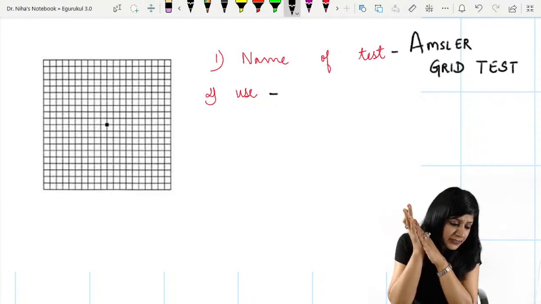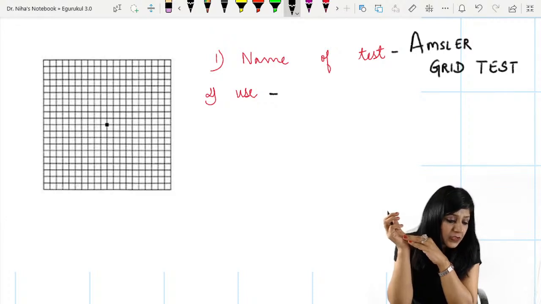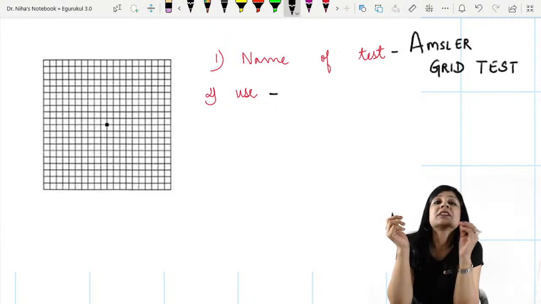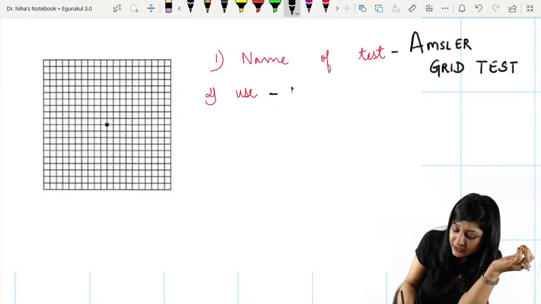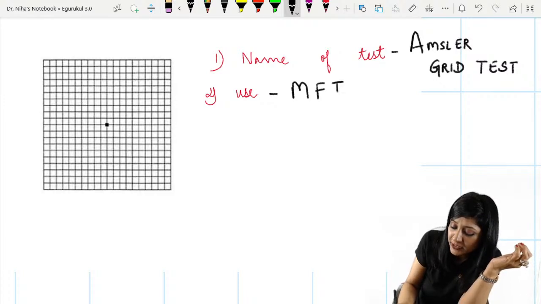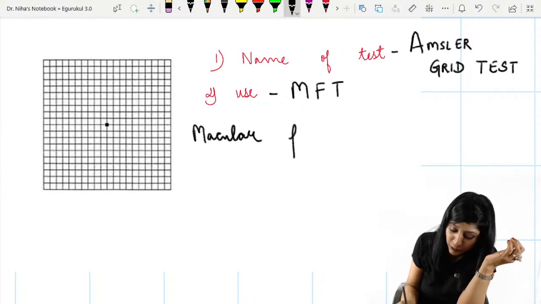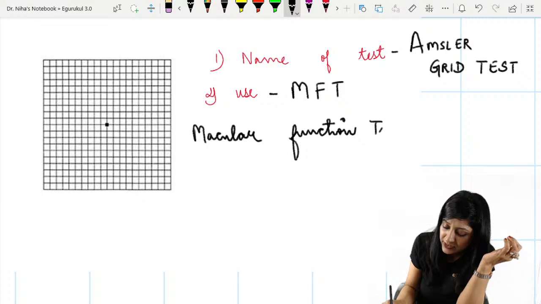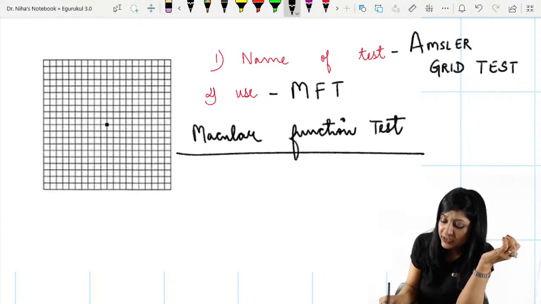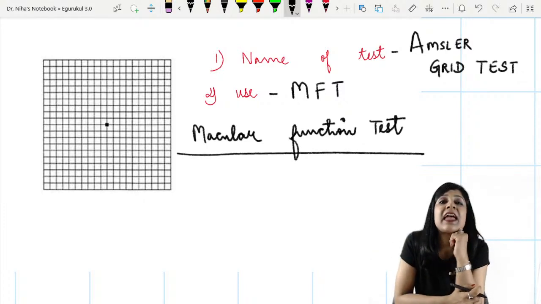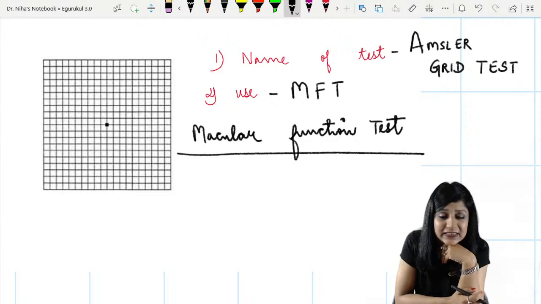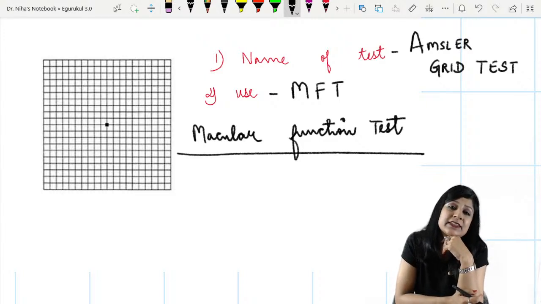This is not a blind spot. Okay. Yes, Ganesh, it's a macular function test. It is a MFT, means it's a macular function test. The name of this test is the Amsler grid test, which is used for testing the macula.